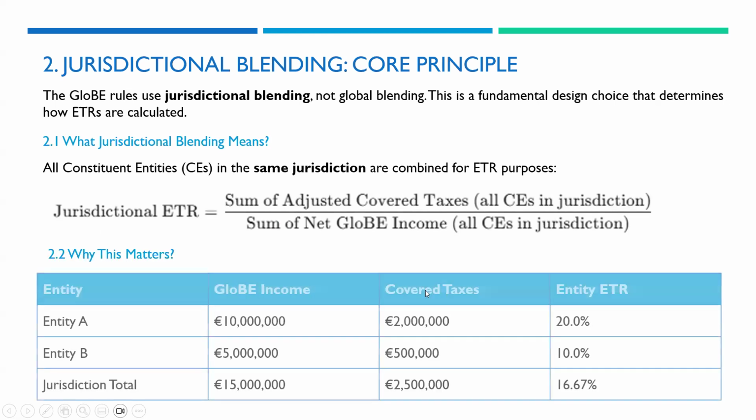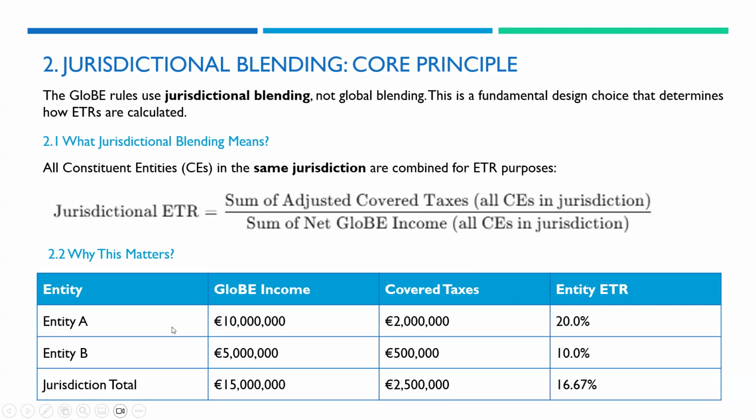Now, why this matters is because let's take this example. Entity A and entity B, you see, 10 million is the GloBE income and 2 million is the covered taxes. So they have paid an entity-wide ETR of 20%. Entity B is only having an entity-wide ETR of 10%. Now, if I go entity-wise, then entity B now has to file GIR and pay GloBE taxes. That's too much. If I go for an MNE level, then there won't be any tax, considering that there are other high tax jurisdictions elsewhere.